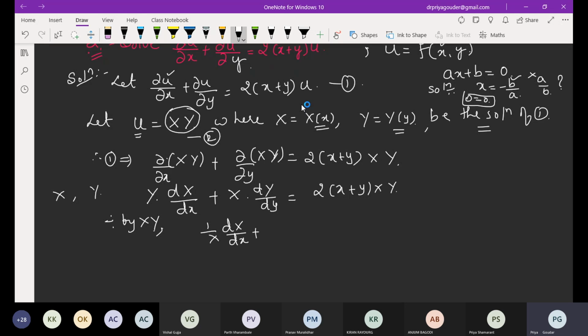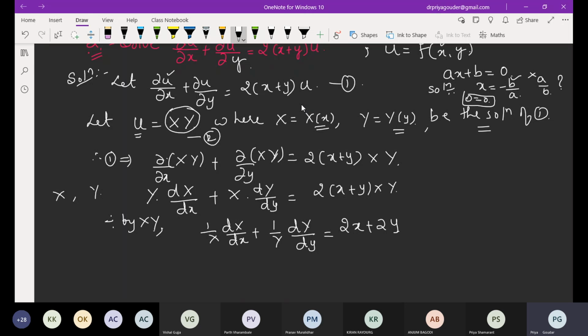Next, X divided by XY means 1 by Y, times dY by dy. Here what happens? 2x plus y, very good. I'll take this 2 inside, so it is 2x plus 2y. XY will be cancelled. So you can observe here that every term is either a capital X term or a capital Y term.